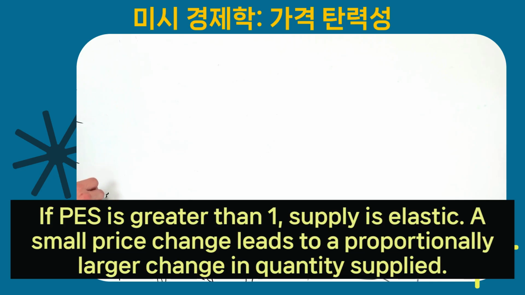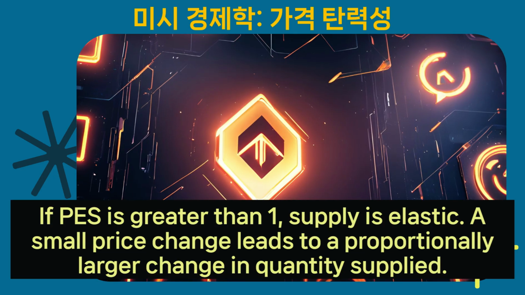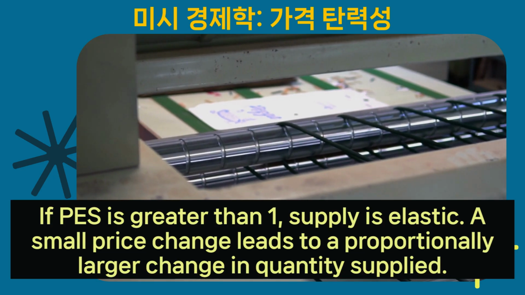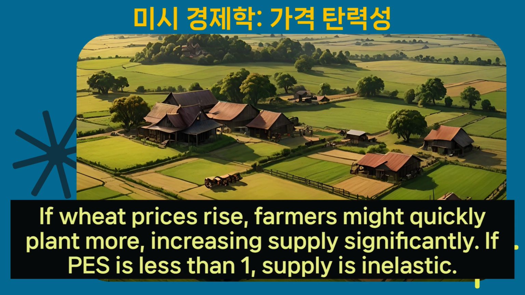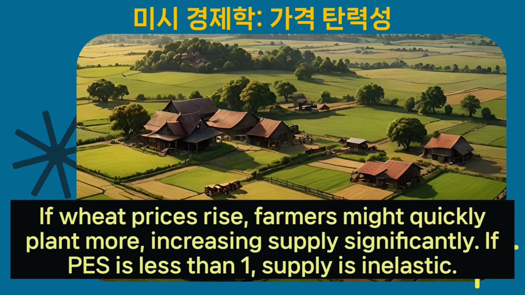If PS is greater than 1, supply is elastic. A small price change leads to a proportionally larger change in quantity supplied. If wheat prices rise, farmers might quickly plant more, increasing supply significantly.